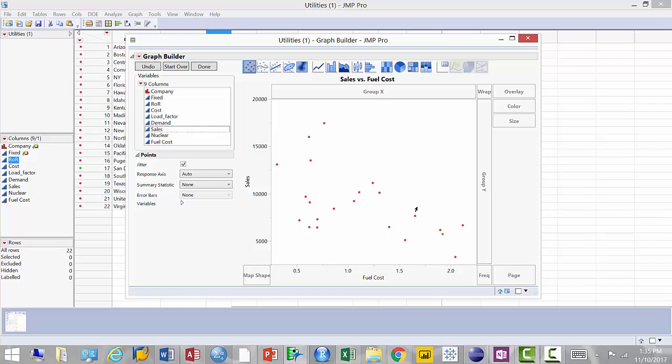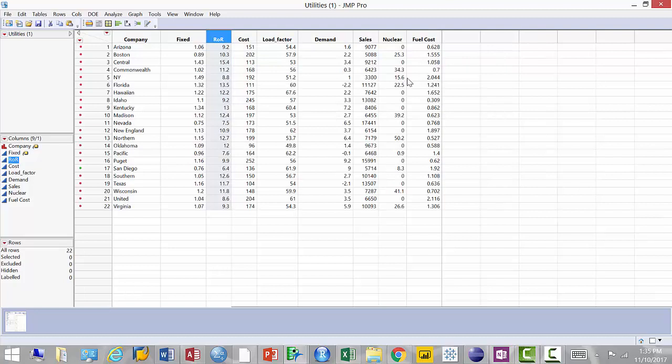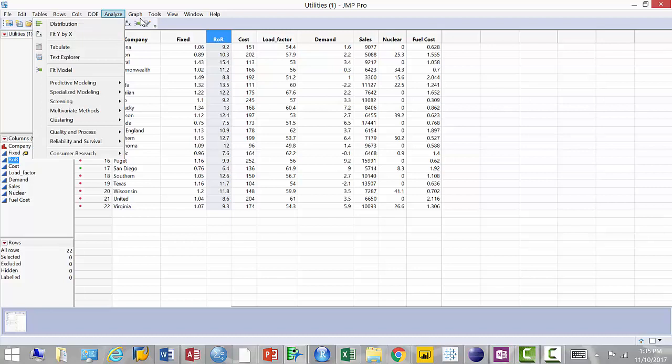Okay, so let's go ahead and do the clustering with this simple data set, only 12 observations. So I'm going to go ahead and put that down. Can you guess how I find clustering in JMP? If I go to the Analyze menu, do you see where I should go next?